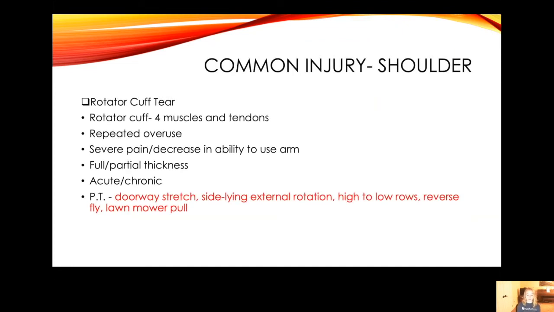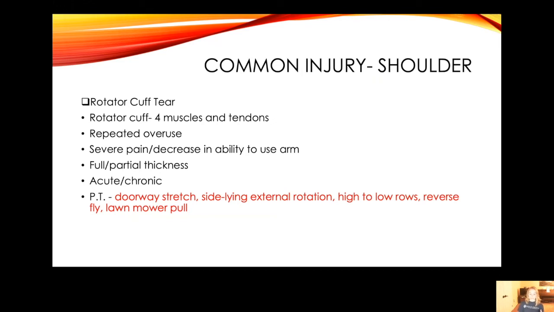Moving on to the shoulder, a very common injury is a rotator cuff tear. The rotator cuff is a group of 4 muscles and their tendons responsible for keeping the shoulder joint stable. This often gets torn due to repeated overuse. It causes severe pain and a decrease in the ability to use your arm.